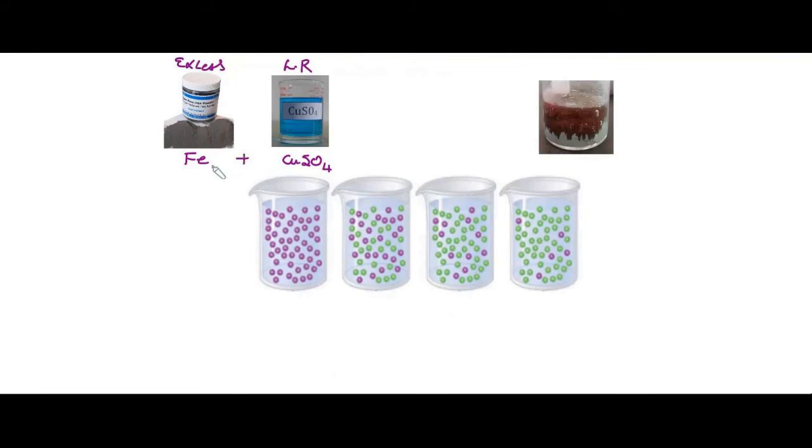When this reaction happens, initially iron powder was used and copper sulfate is aqueous. As the reaction proceeds, we will be getting copper metal in iron sulfate solution, FeSO4 solution. Copper solid is formed as a precipitate in iron sulfate solution. Assume that the violet spheres here indicate iron and the green spheres indicate FeSO4.